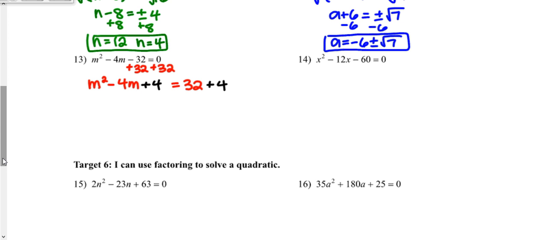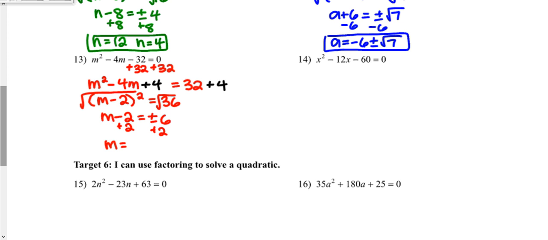So now we're going to write the complete the square form. Like I just said, half of negative 4 is negative 2, so it's m minus 2 squared equals 36. Taking the square root, we have m minus 2 equals plus or minus 6, because that's a perfect square. Add 2. So we have positive 6 plus 2, which is 8, but we also have negative 6 plus 2, which is negative 4.